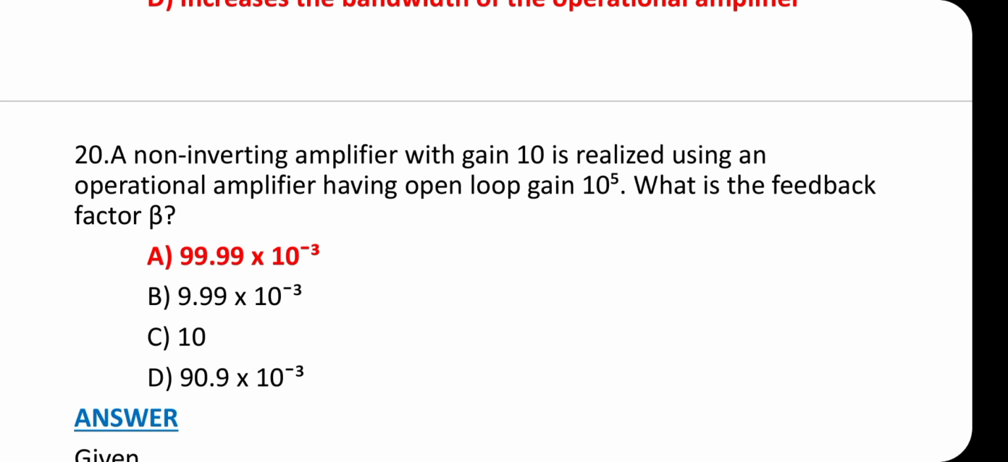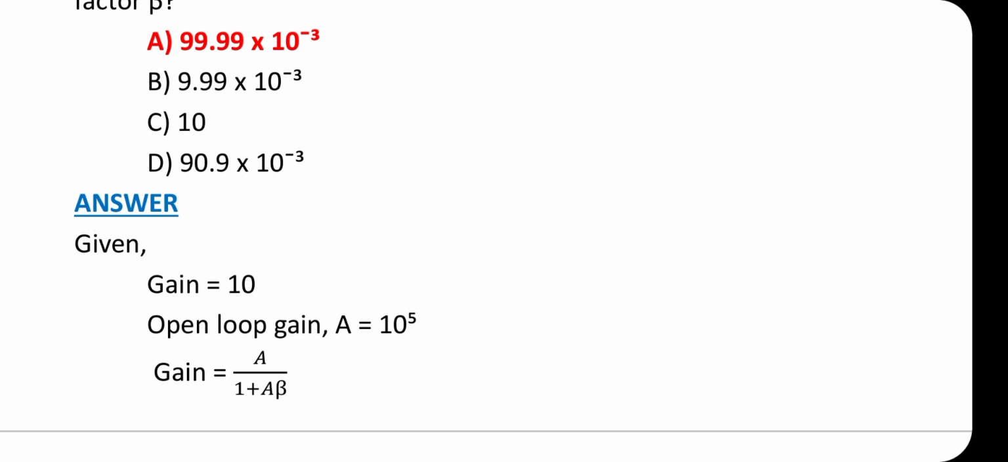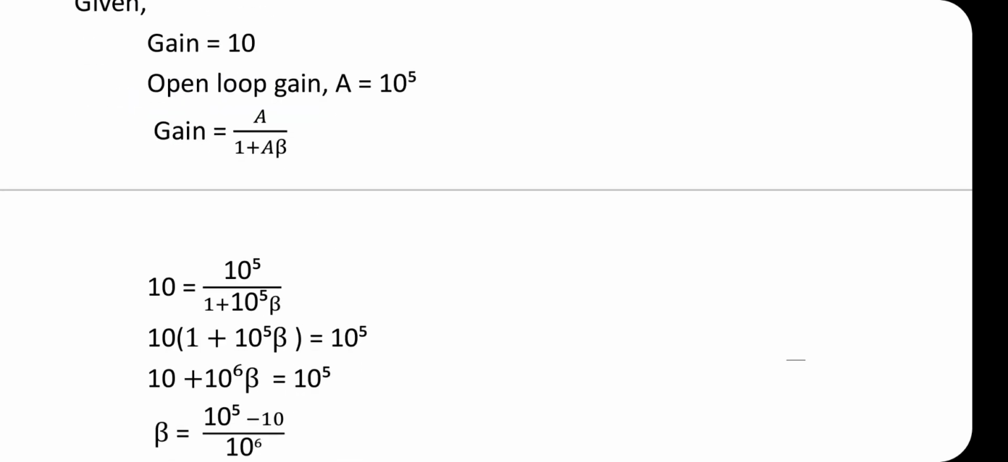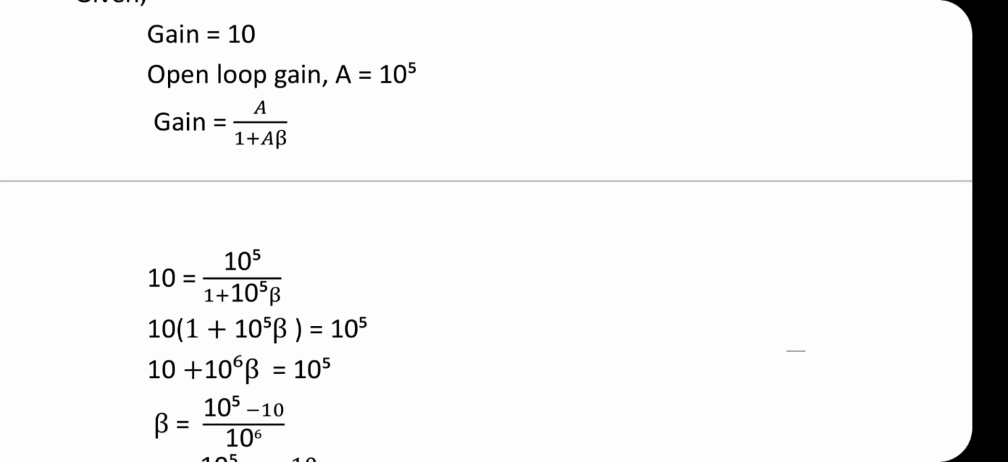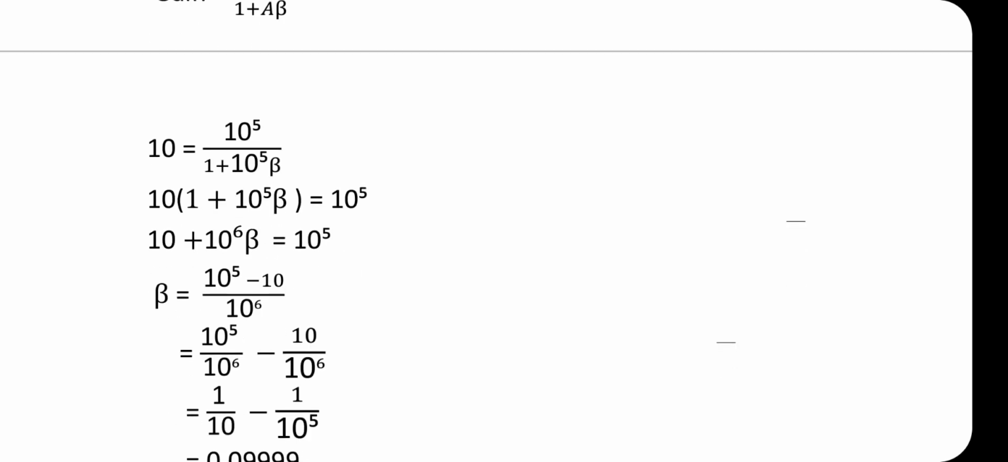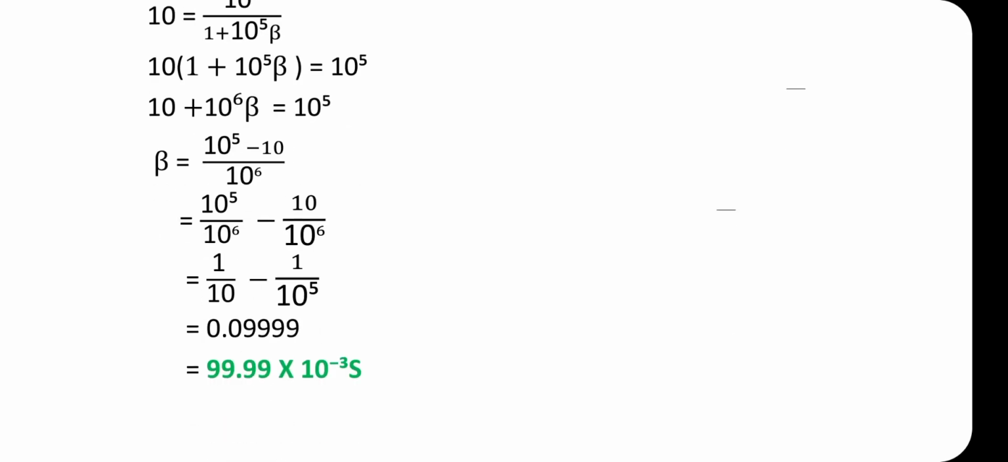A non-inverting amplifier with gain 10 is realized using an operational amplifier having open loop gain 10 raised to 5. What is the feedback factor beta? Given gain equal to 10 and open loop gain A equal to 10 raised to 5. Equation of gain equal to A by 1 plus A beta. Substituting the values, we get 10 equal to 10 raised to 5 divided by 1 plus 10 raised to 5 into beta. After cross multiplication, 10 into (1 plus 10 raised to 5 beta) equal to 10 raised to 5. After solving for beta, we get a value of 99.99 into 10 raised to minus 3.